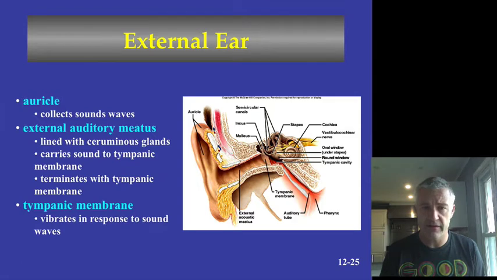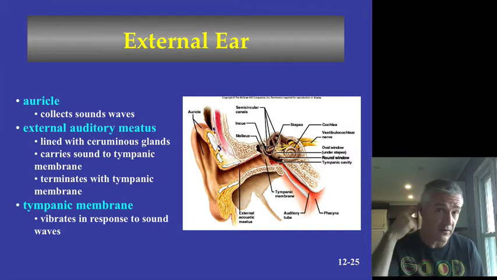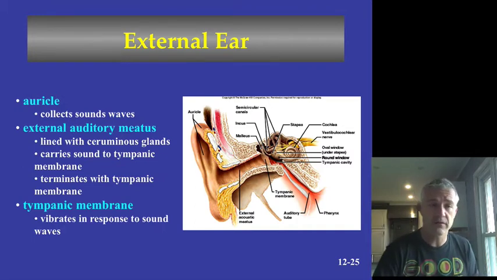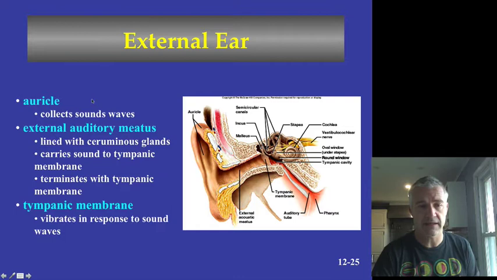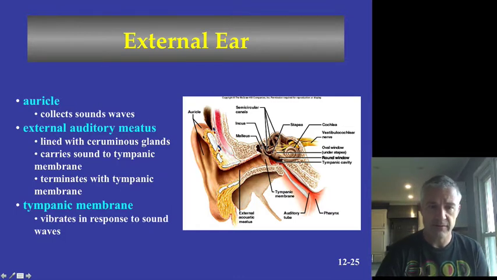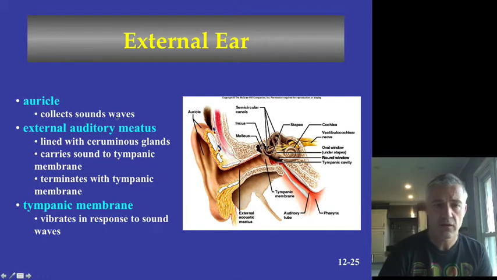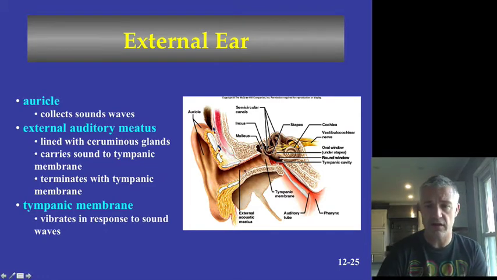So the external ear is really what is visible. If we told a 2-year-old to a 3-year-old, point to your ear, they'd go something like that. That is what we refer to as the auricle or pinna. This is the structure that is going to help direct those sound waves into our ear canal, which is known as the external auditory meatus.